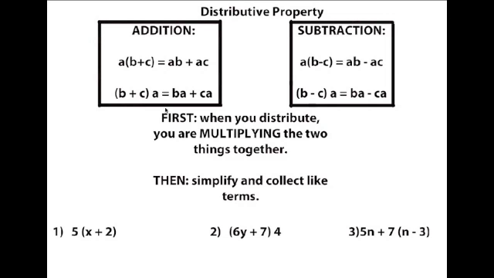Okay, so let's start with the addition box here on the left. When they're calling you to distribute something, it looks kind of like this pattern, where you have some number and it's directly next to a parenthesis, okay? And when I say directly, it doesn't look like this.